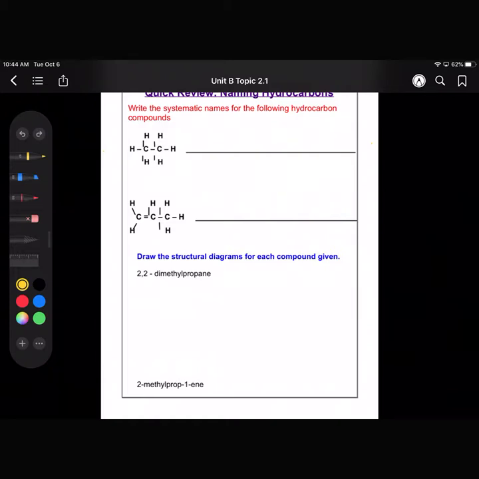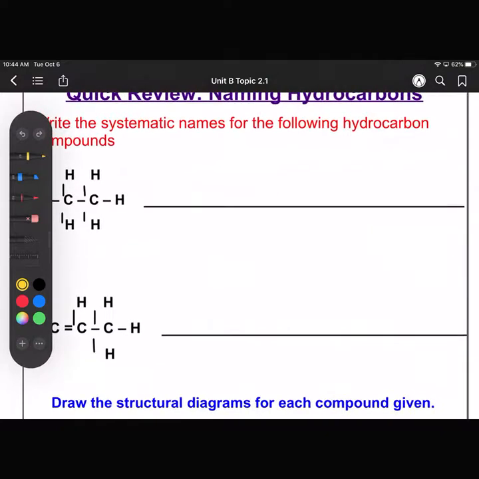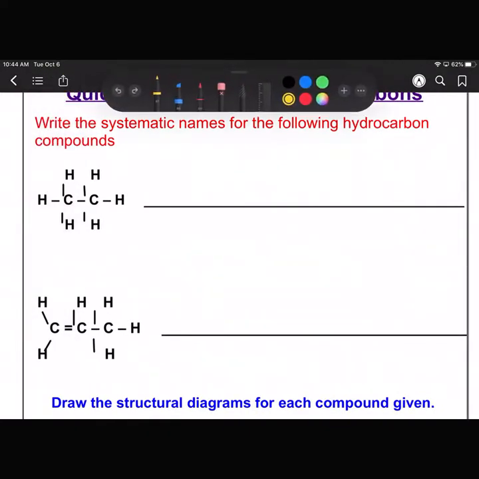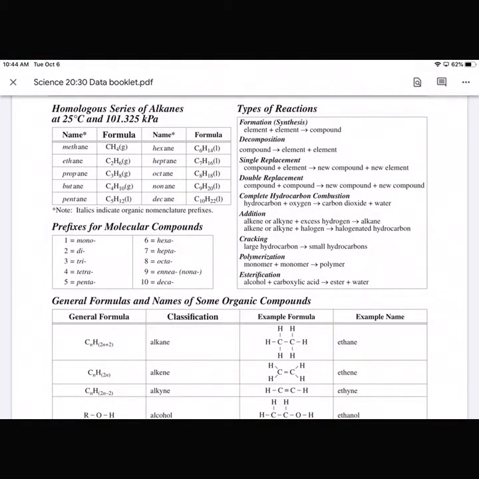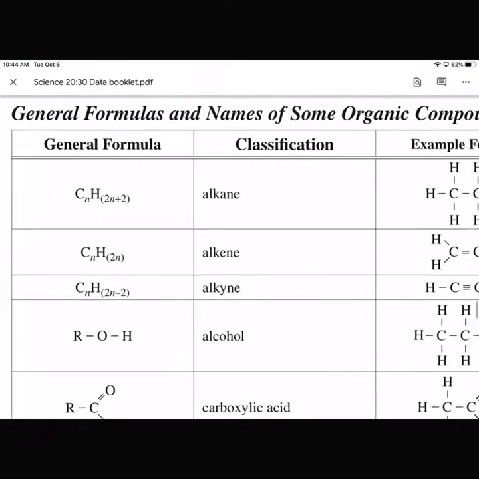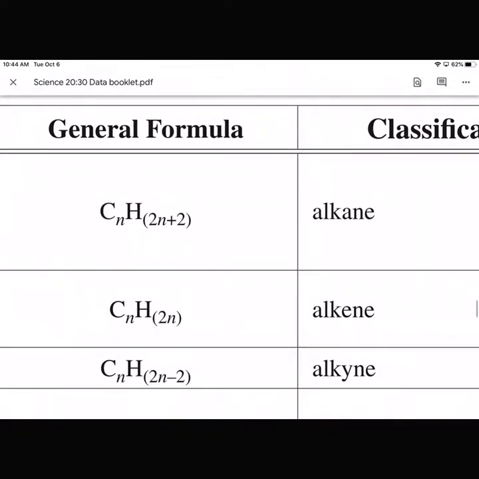It says, write the systematic names for the following hydrocarbon compounds. I just want to zoom that in. Perfect. So the very first one there, it's got 2 C's and a bunch of H's. If you remember how we would name these, we have a bunch of different ways, and I'm going to show you how you can find them on your formula sheet. If you go on to your formula sheet, the first 3 are the ones that we've reviewed, and those are the ones we did last year.